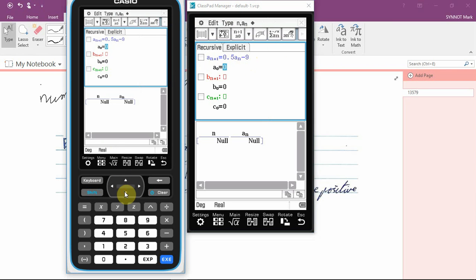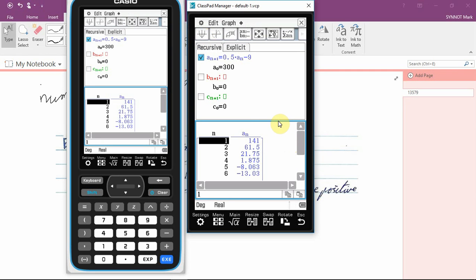And then we can move down, and we need to put in our V0, which was 300. You then have got to make sure that you've got this box checked up here, otherwise it's not going to do anything. And then down here we've got a table, and given our recurrence relation we've just put in up there, we can fill out that table by using the table icon. So tap on that, and there we go, we fill it out.